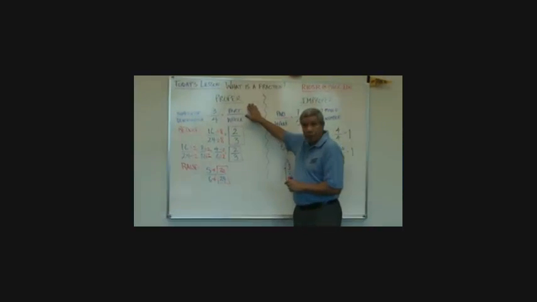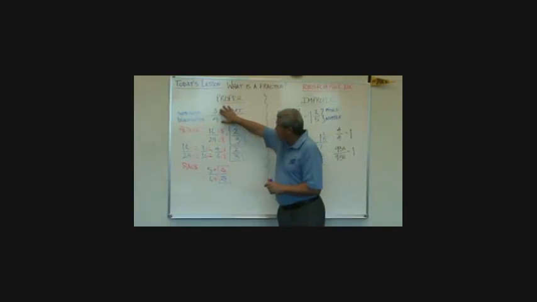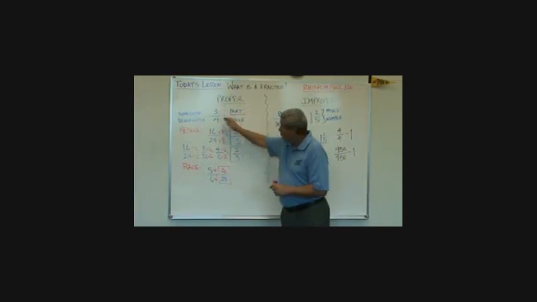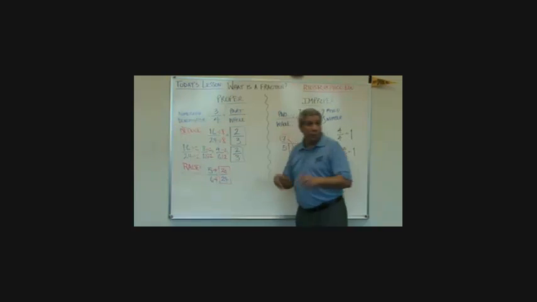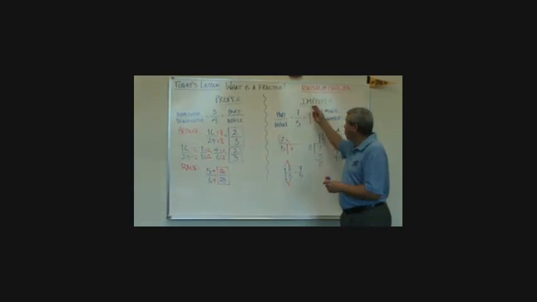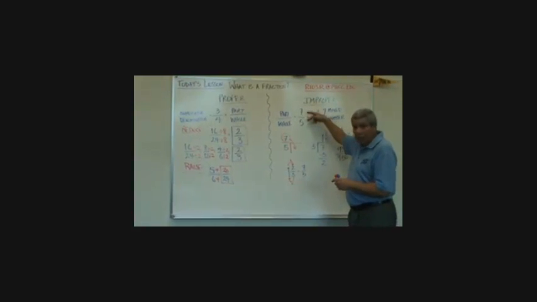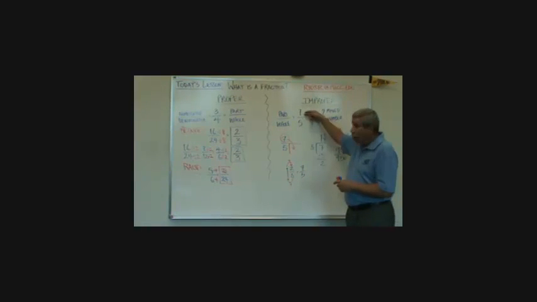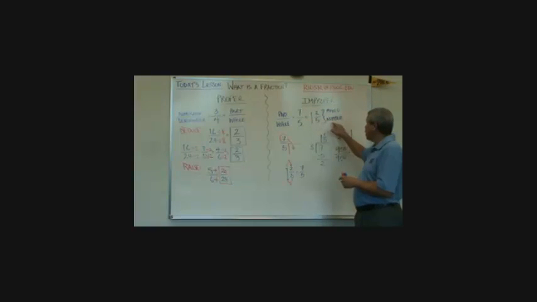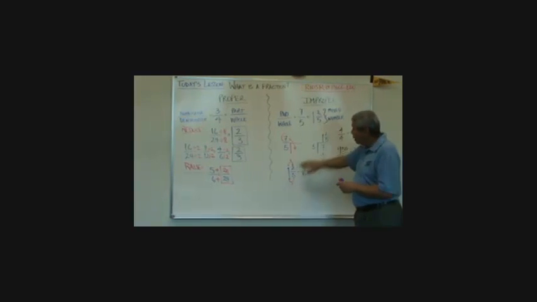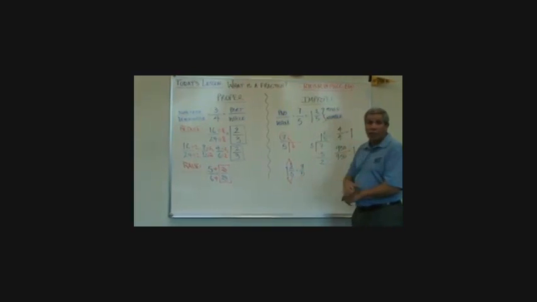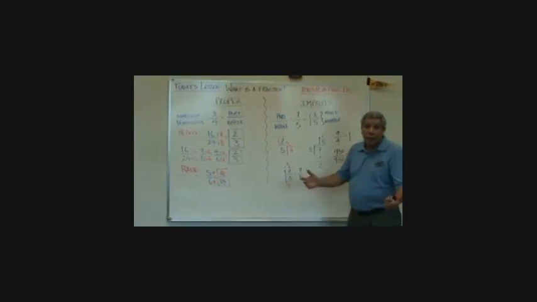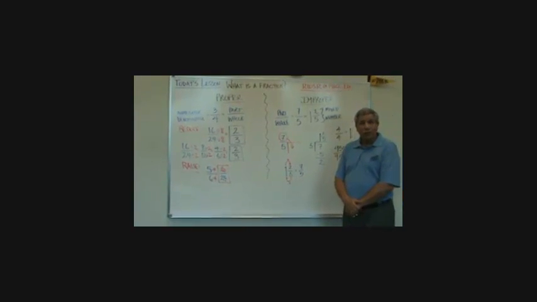A proper fraction. The top number is smaller than the bottom number, and we can only raise or reduce them. That's it. An improper fraction is the opposite. The top number is larger than the bottom number. And all we can do with an improper fraction is change it to a mixed number and take that mixed number and change it into an improper fraction. Well, that's all there is to it.